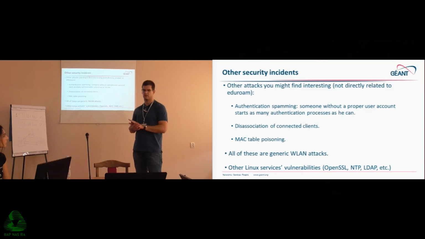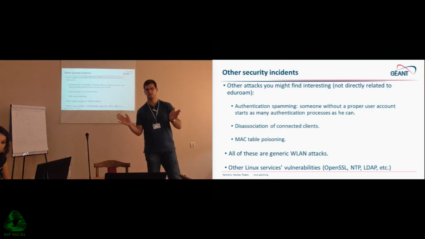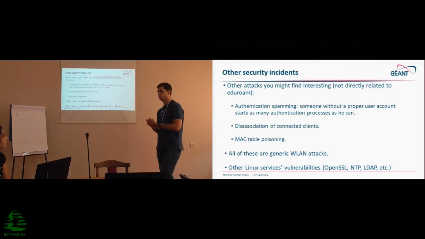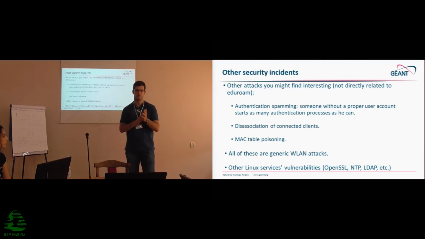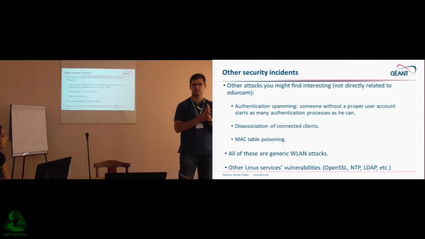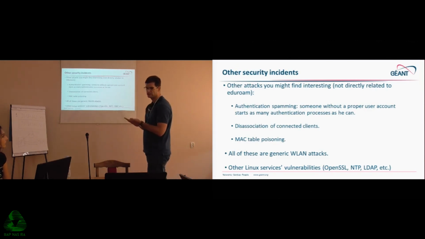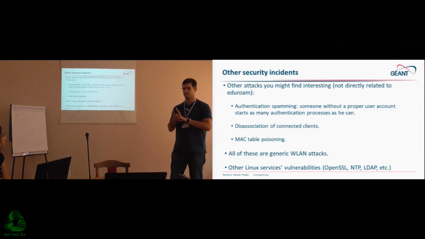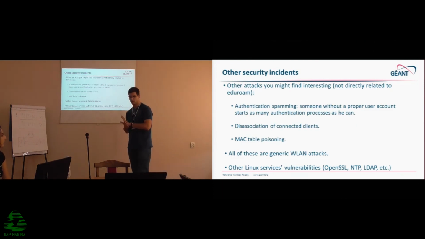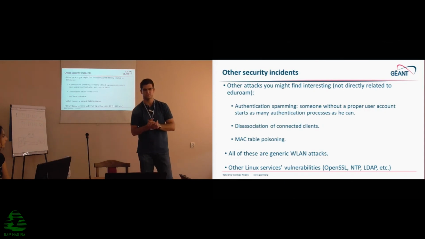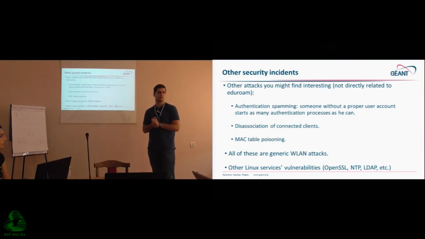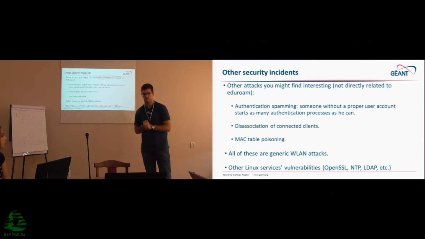Now other security incidents that might happen and are not directly related to eduroam. That's authentication spamming, when a user starts as many authentication processes as it can. Disassociation of connected clients, MAC table poisoning, and these three can all be considered generic VLAN attacks. But one thing that we all experienced a few years ago was the OpenSSL vulnerability, which affected all the server certificates, and all of them had to be revoked and reissued because of the Heartbleed bug, which enabled reading some keying material. I'm not sure exactly what.